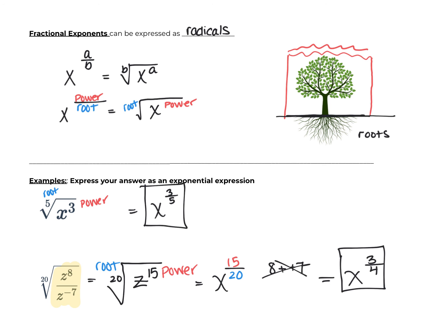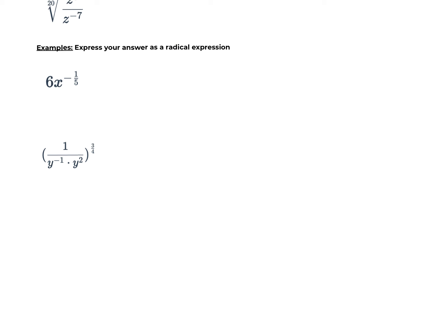All right, how about the reverse way? What if I want to express this as a radical expression? Well, the first issue that I see in this first example is that I have a negative exponent. We need to first make that exponent positive. And we know that we can make the exponent positive by taking that negative exponent only, so just this piece, not the 6, and bring it downstairs, so x to the 1/5.